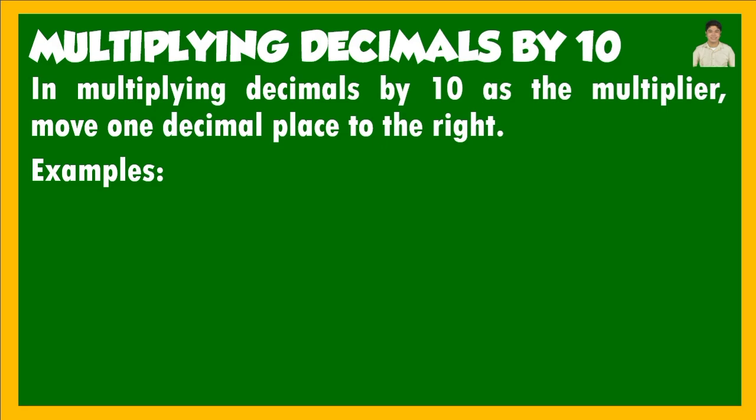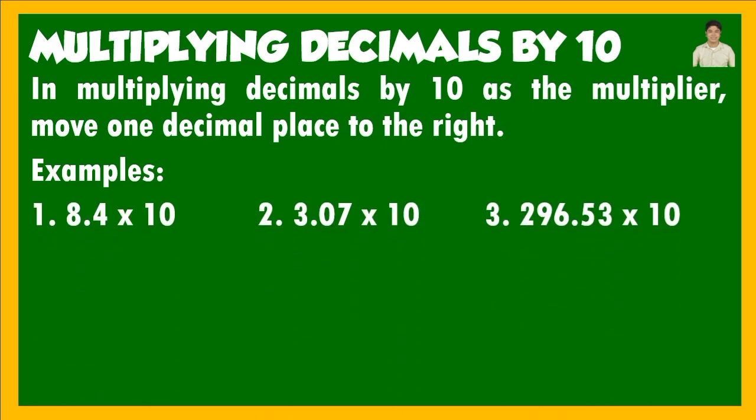So, let's have examples. So, 8.4 times 10 or 8 and 4/10 times 10. So, sulat natin 8.4. And then, from the decimal point, magmumove tayo ng 1 decimal place to the right. So, magiging ganito siya. So, our final answer is 84. So, the product of 8.4 and 10 is 84.